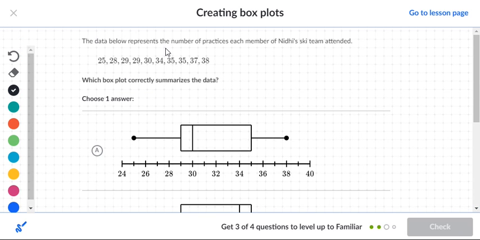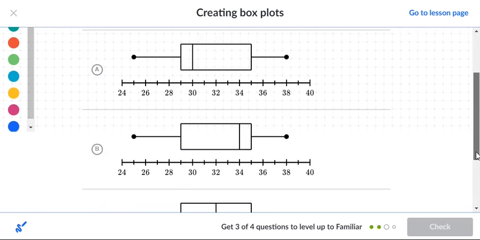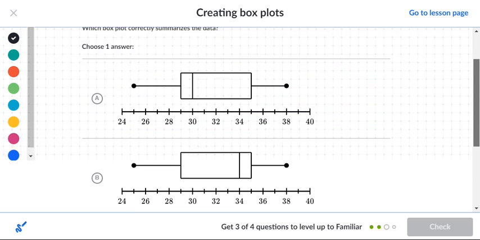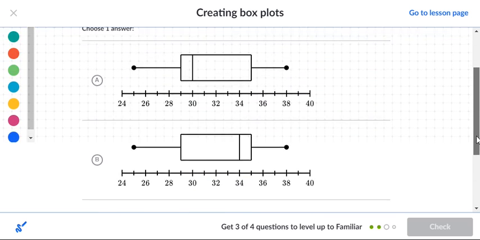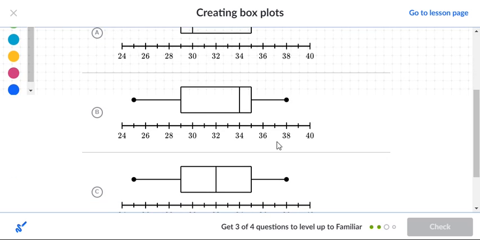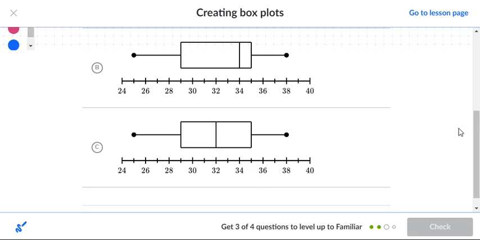The data below represents the number of practices each member at Needham's ski team attended. So they're all 25 to 38. Now, if you notice, the medians are different. This one is 30 because this is quartile 2, this median is 34, and the median here is 32.